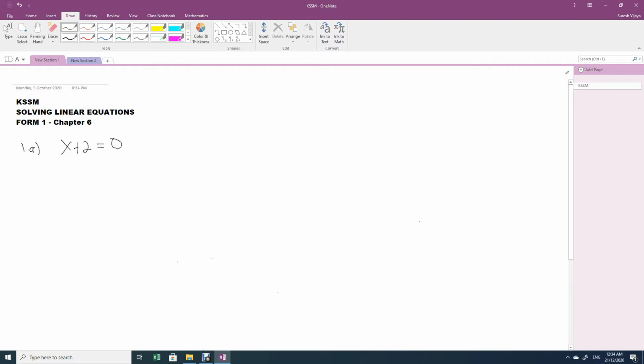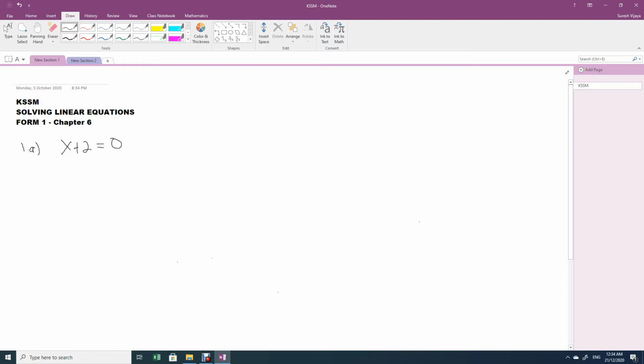Okay, good evening. I'll be covering this chapter, solving linear equations, from chapter 6. Basically, I will provide a few examples of the equation and how to solve it. So let's start with question 1a.